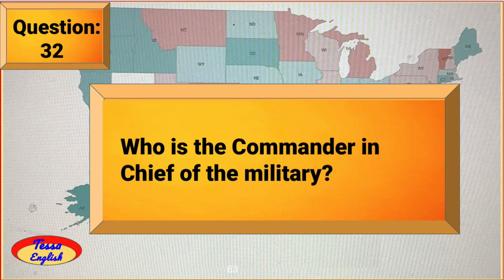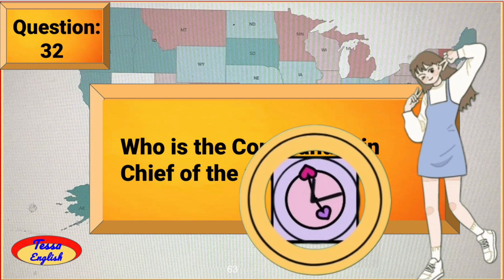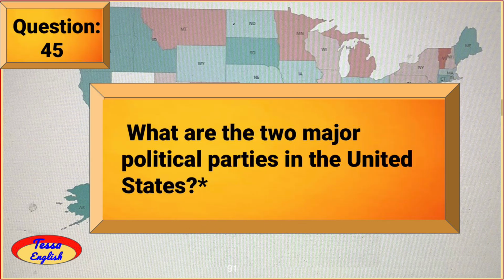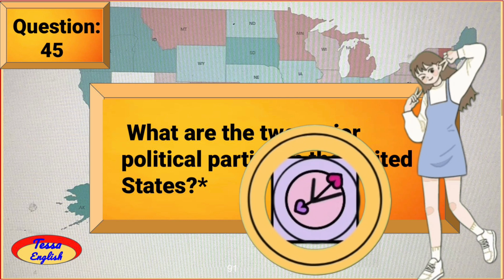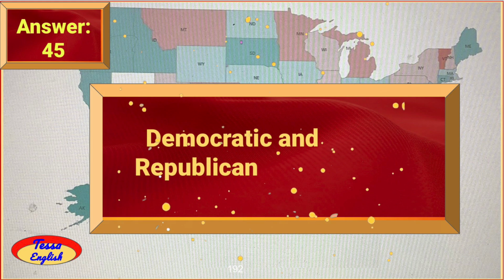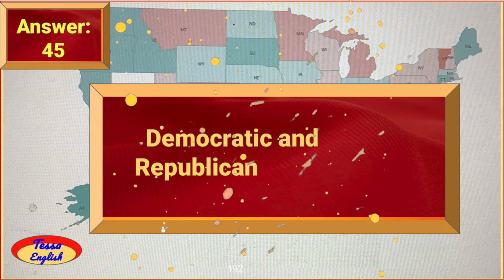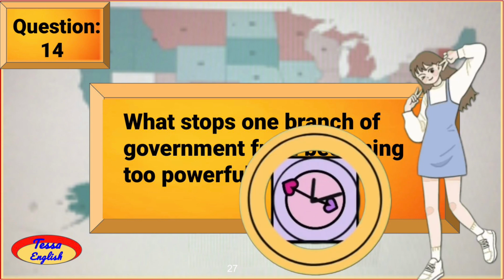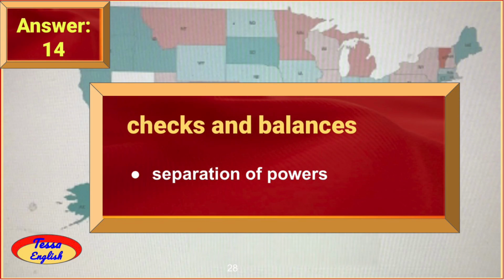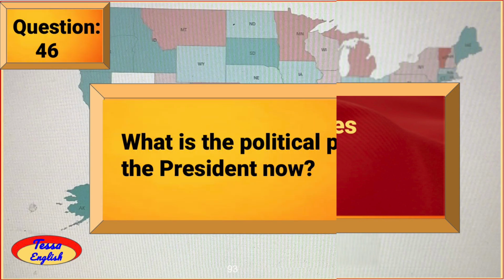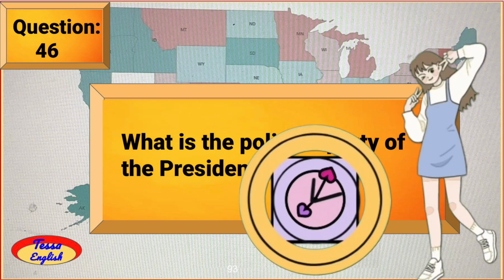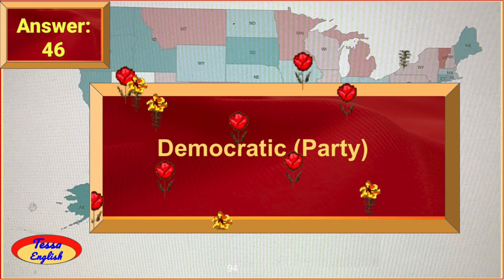435. Who is the Commander-in-Chief of the military? The President. What are the two major political parties in the United States? Democratic and Republican. What stops one branch of government from becoming too powerful? Checks and balances. What is the political party of the president now? Democratic Party.